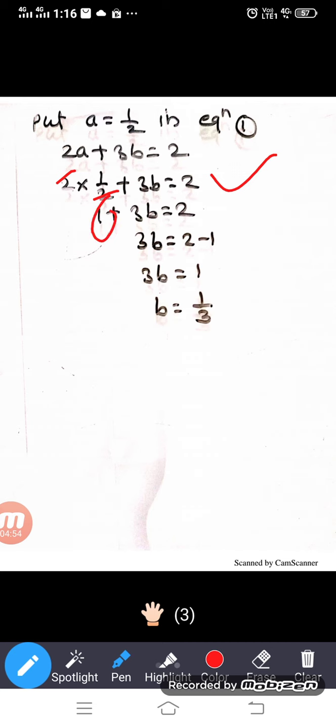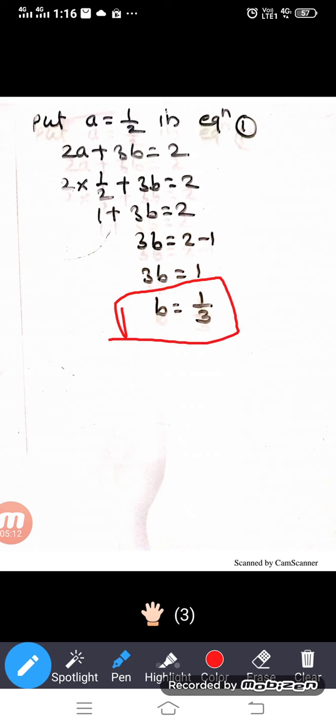This plus 1 goes to the other side. We get 3b is equal to 2 minus 1. Then 2 minus 1 is equal to 1. Then 3b is equal to 1. 3 is multiplied to b, goes to the other side, then we divide. Then b is equal to 1 upon 3. This is the value of b.